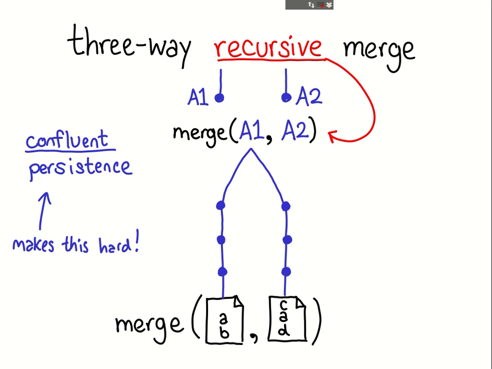In a case like that, what we should do is merge the ancestors together, and the result of the merge should be used to actually perform the original merge with the two documents. This is why it's called a recursive merge. There's a recursive call to the merge function. Confluent persistence is what makes merge algorithms hard. Otherwise, we could make a number of simplifying assumptions about our environment.